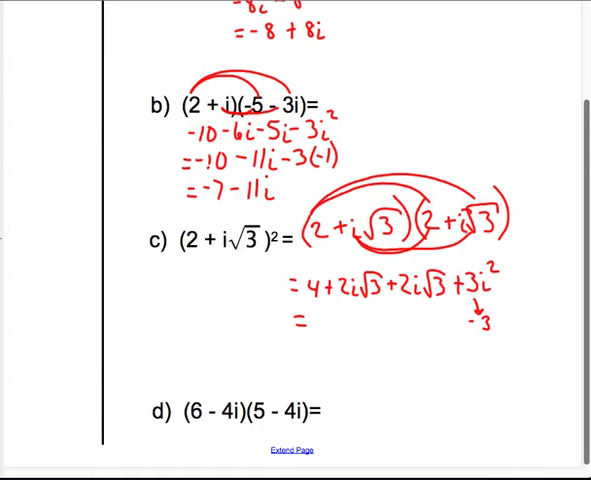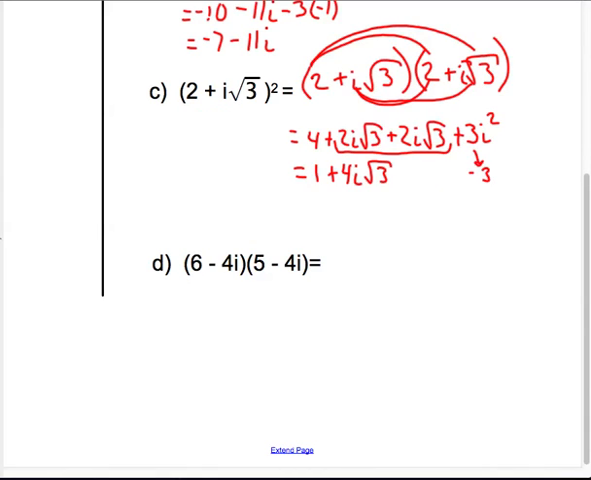So I'm going to combine that with my 4 to get 1. And then my two terms in the middle are like terms because we have the same number under the radical. So 2i plus 2i is 4i times the square root of 3. When you're combining like terms with radicals, treat it like a variable. So if that were x, when we add x and x, we don't get x squared, we just add the coefficients. Same thing with the radical, we don't change the number under the radical.